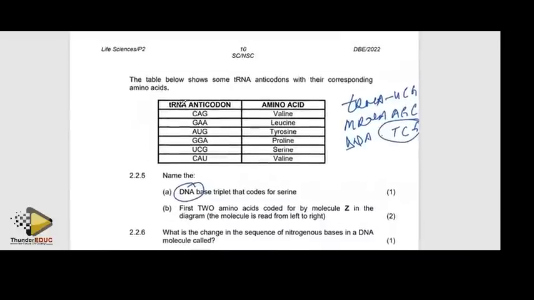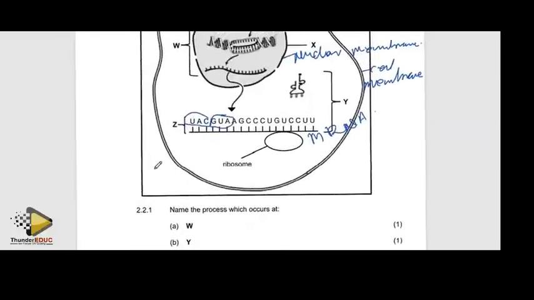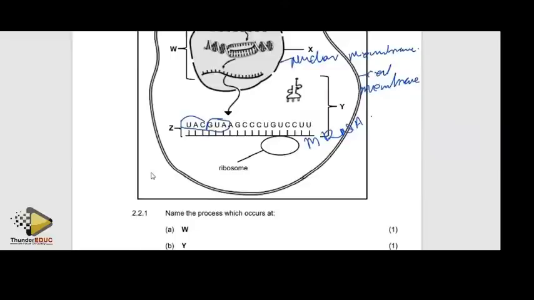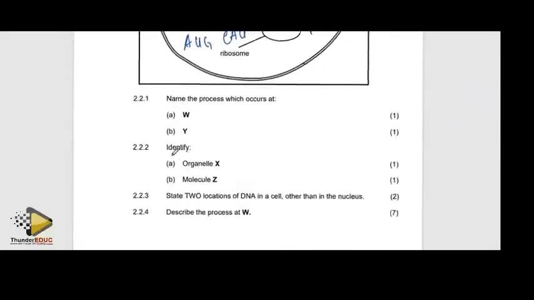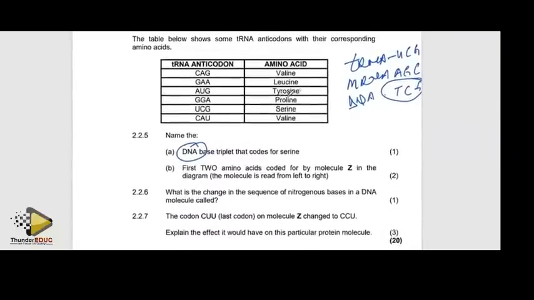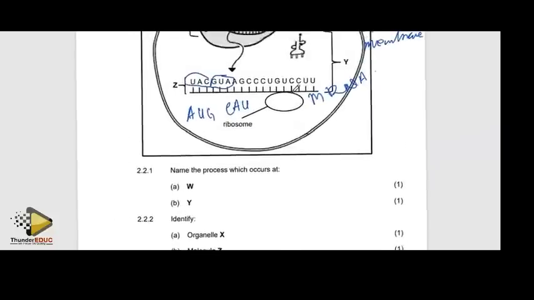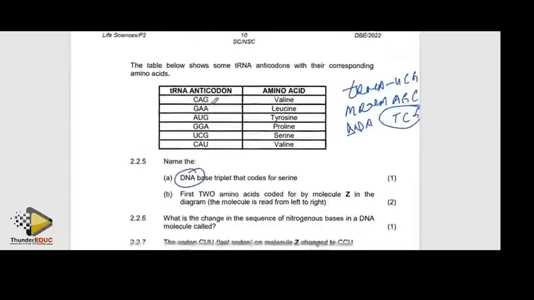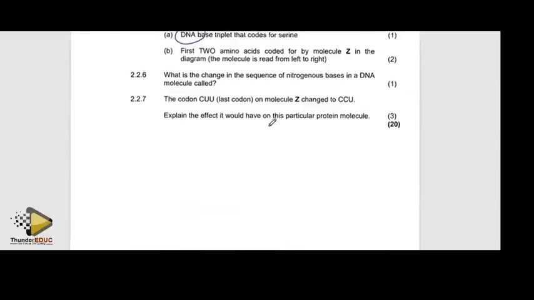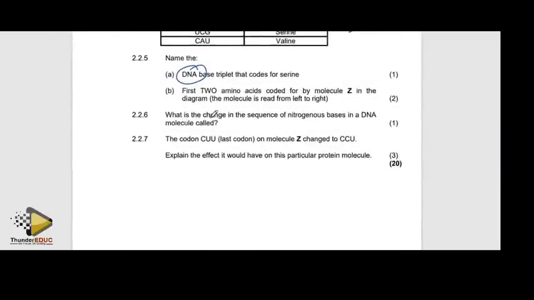Since it is transfer RNA, I have to convert this: U goes with A, A goes with U, and then G. And the other one is CAU. So AUG, I come here and look for AUG, which is tyrosine, and then CAU, which is valine.